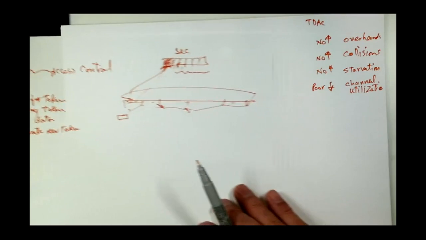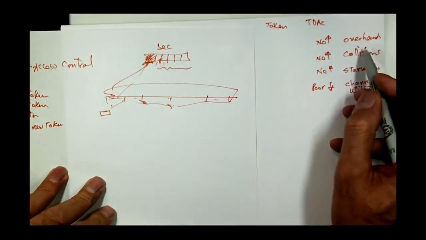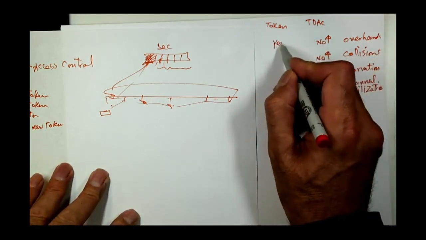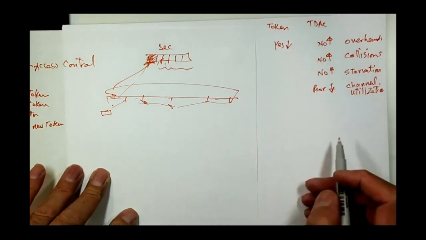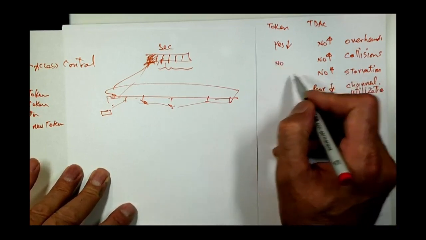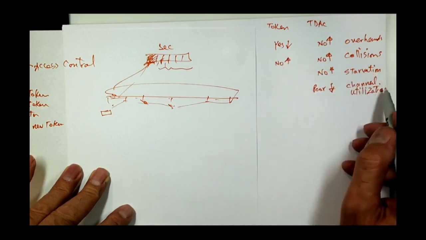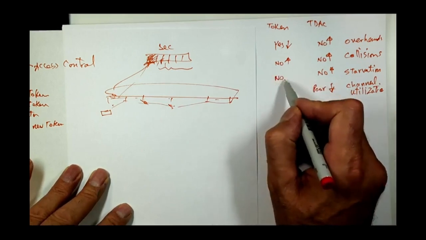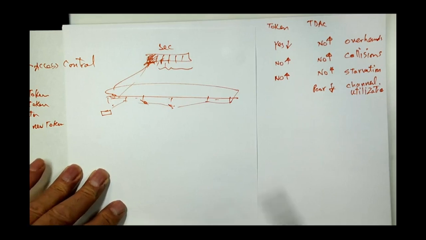Does this work? It works in some networks. So this is called the token. How good is it? Overhead, does it have any overheads? Yeah, it has some overheads. It's the token. That's a little poor, bad idea. Does it have collisions? No, not if we use this system properly, and that's a good thing. Is it possible to have starvation? No, because the token is circulated. Everybody will get the token in turns.